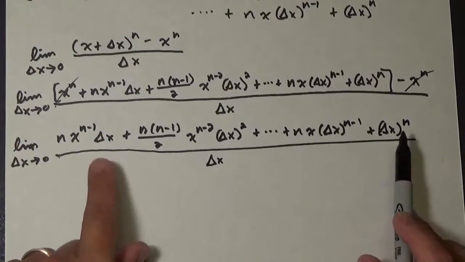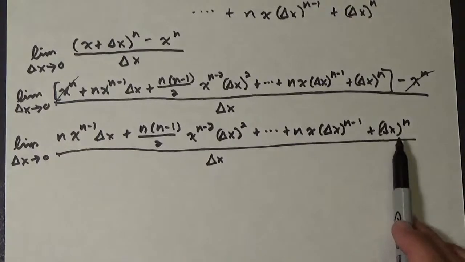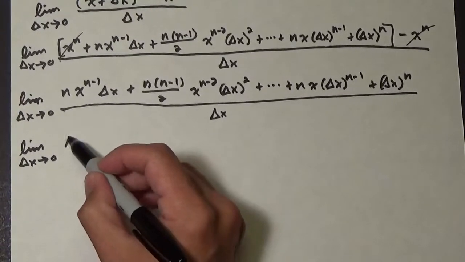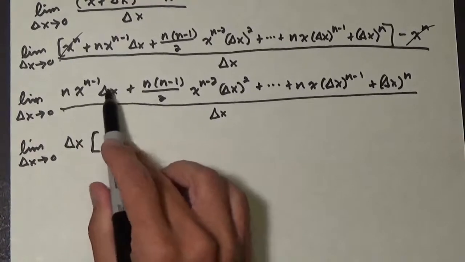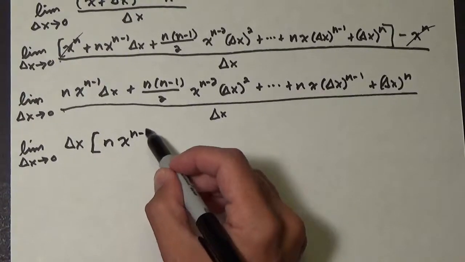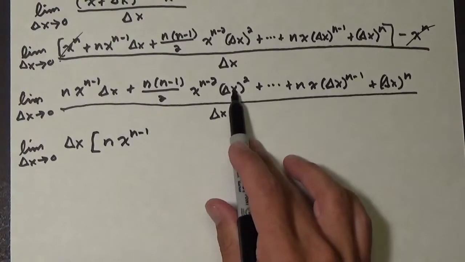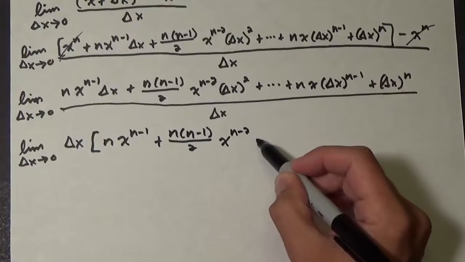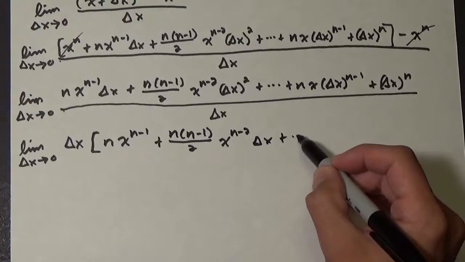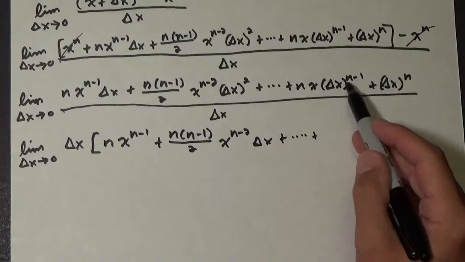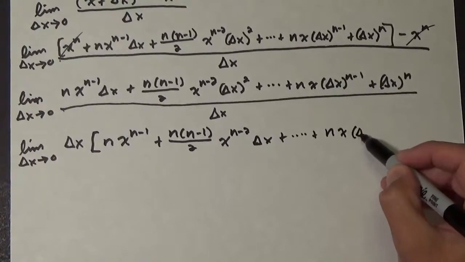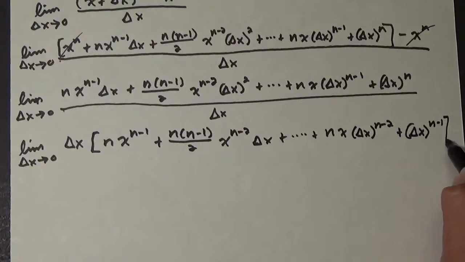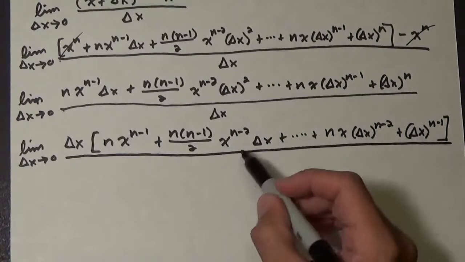Okay, now the next thing we're going to do is factor out a delta x from each term. So let's look at how this works. We're going to have the limit as delta x approaches 0 of delta x times... Now when we factor out a delta x from this, we are just left with n times x to the n minus 1. We factor out a delta x from this term, and we take out one of them, so we'll only have one left. So we'll have n times n minus 1 all over 2 x to the n minus 2 times delta x, then dot dot dot plus, okay, when we take out a delta x from that, it becomes n minus 1 to n minus 2. So we have n x times delta x to the n minus 2 plus delta x to the n minus 1. And this will all be over delta x.